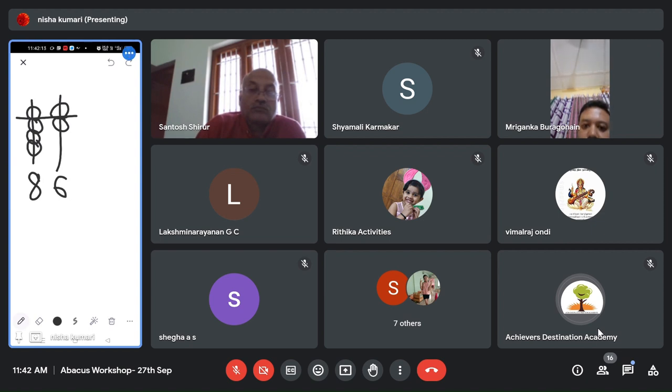So this is 5, 6, 7, 8. So this is 8. You have written 8. Now, again, see, it is above the line. So again, you have to count from 5. This is 5. This is 6. What you have counted last? This is 6. So 86. Like that, you have to tell the kids.